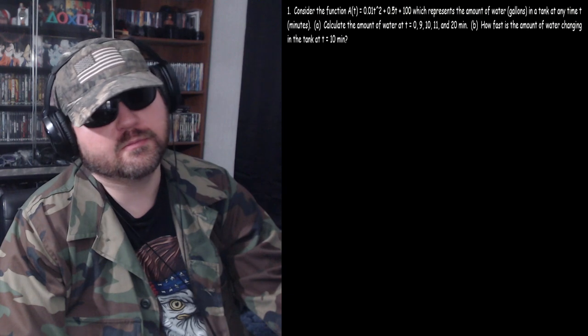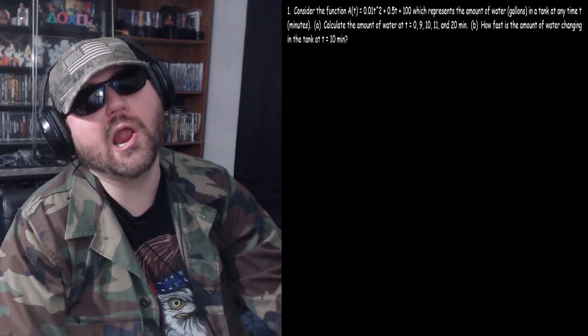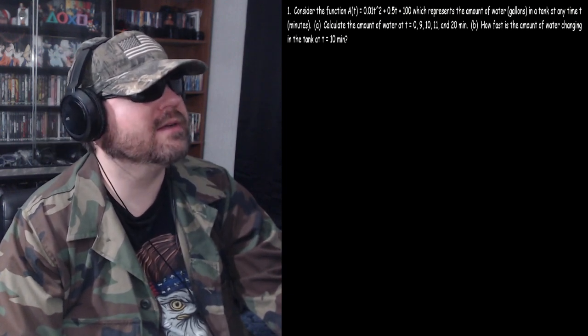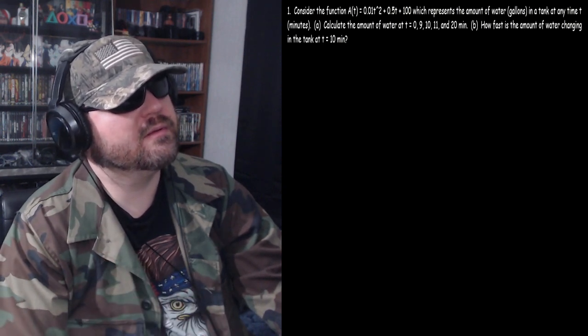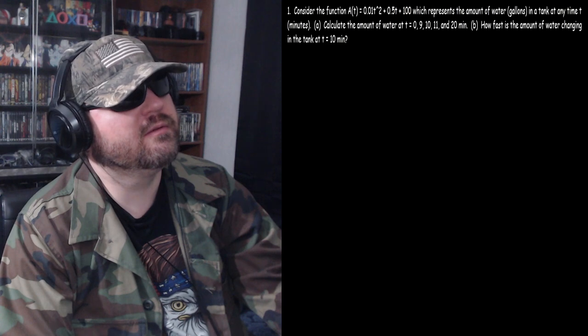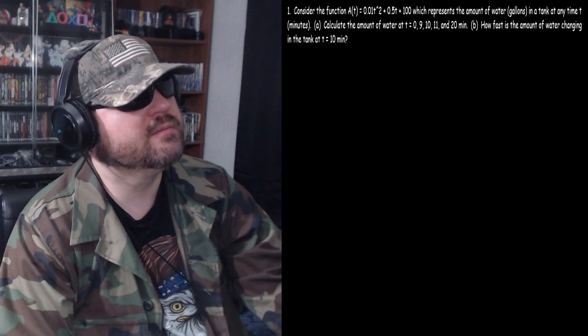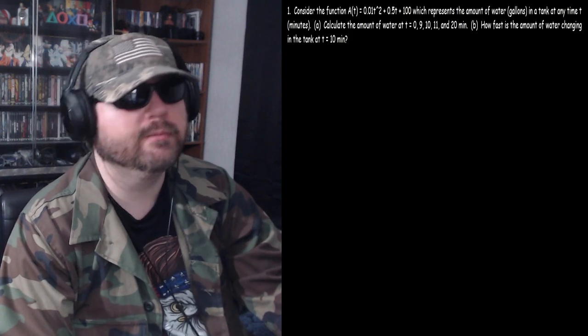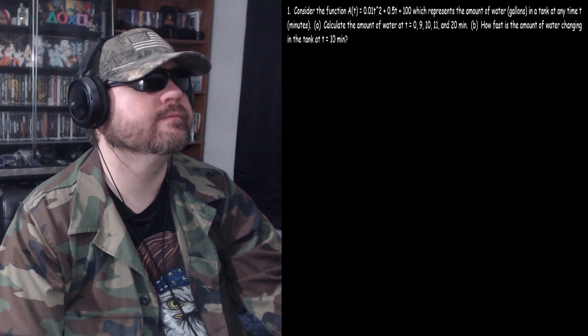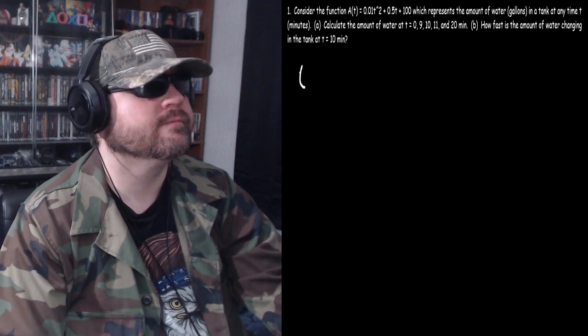Let's consider this problem. We have a function, A of t, equals 0.01 t squared plus 0.5t plus 100. This function represents the amount of water in gallons that is inside a tank at any time t, and t is in minutes. So what we need to do is calculate the amount of water at the following times.